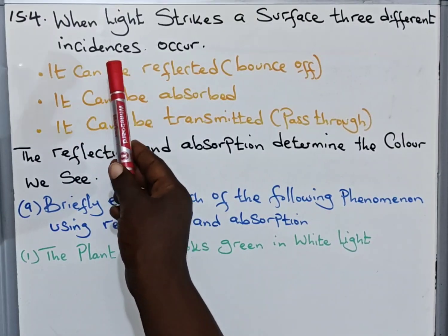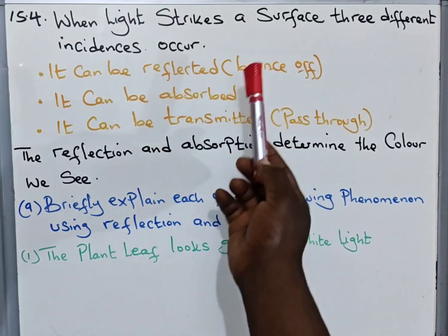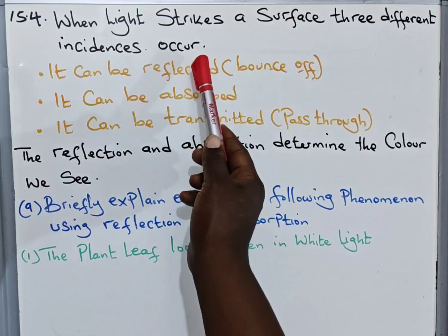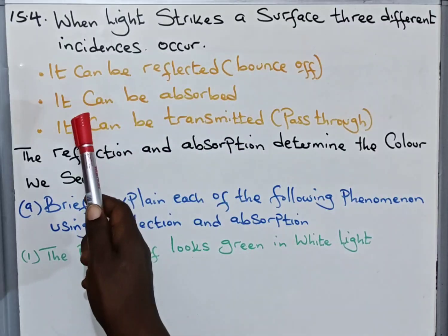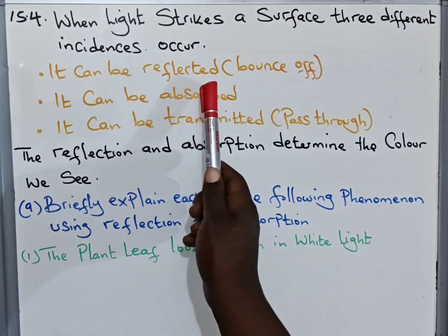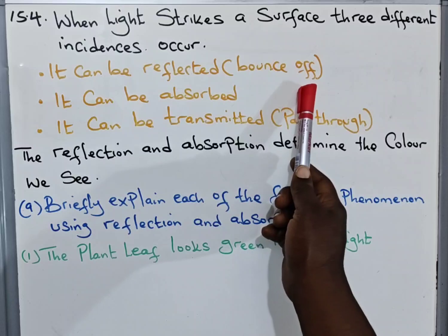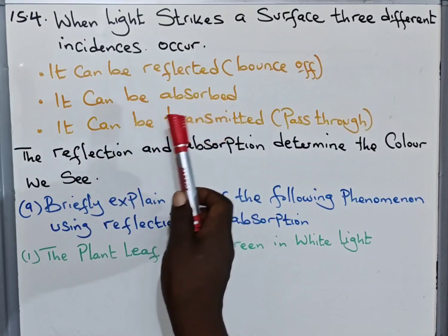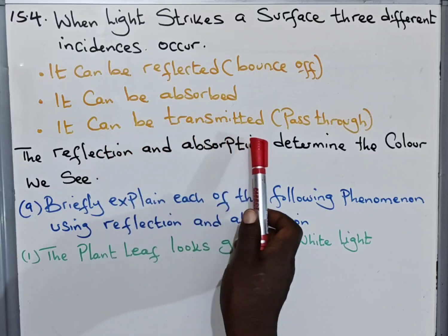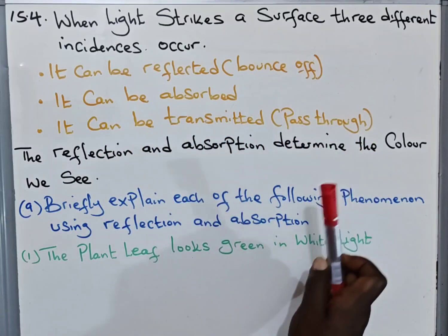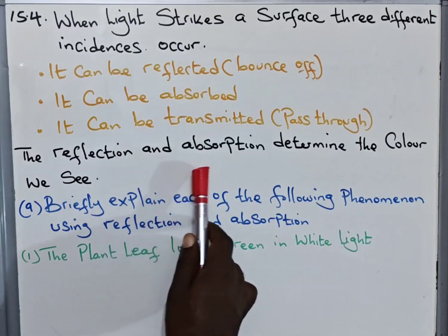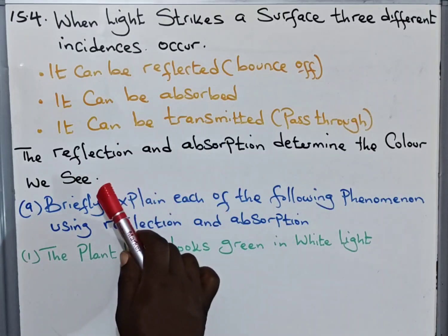We are looking at this question. It says that when light strikes a surface, three different incidences occur. The first one, it can be reflected or bounce off. The second one, it can be absorbed. The third one, it can be transmitted or pass through. The reflection and absorption determine the color we see.